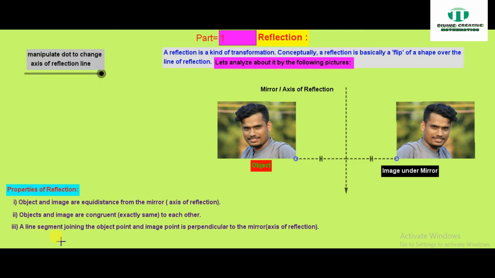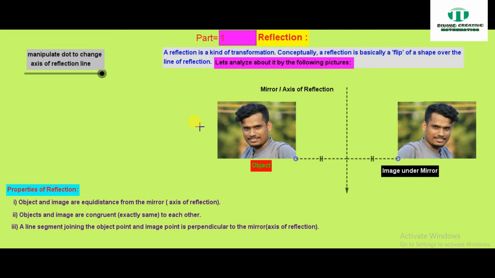And the third is that a line segment joining the object point and image point is perpendicular to the mirror. It means this whole line is a line segment joining the point of the object and the image. This line is always perpendicular to this axis of reflection. There should be 90 degrees between this axis of reflection and the line joining the object point and image point.